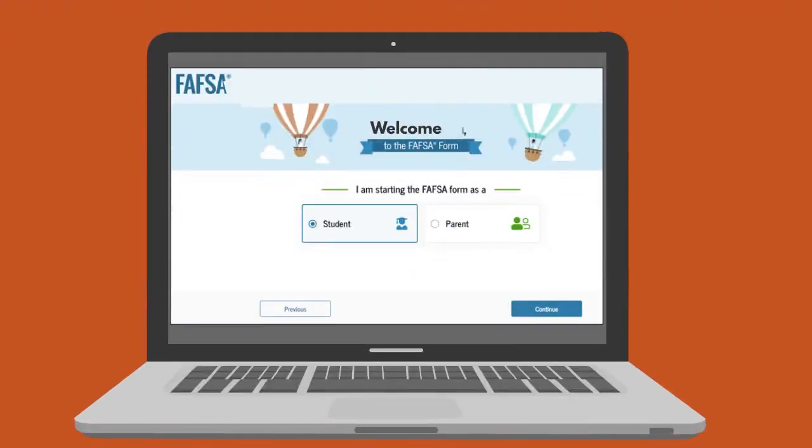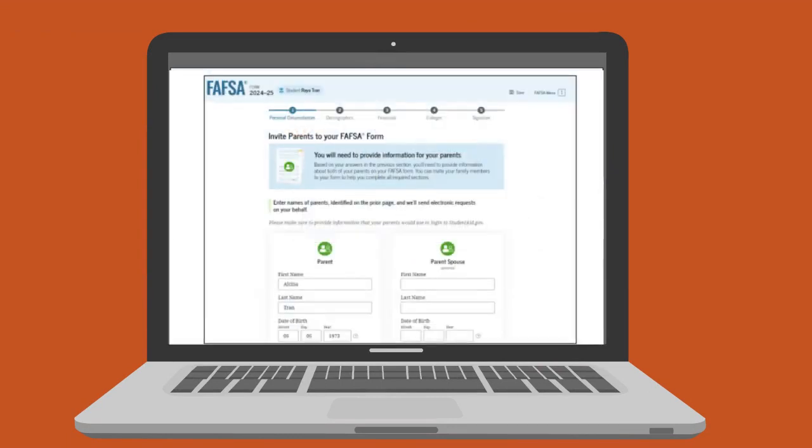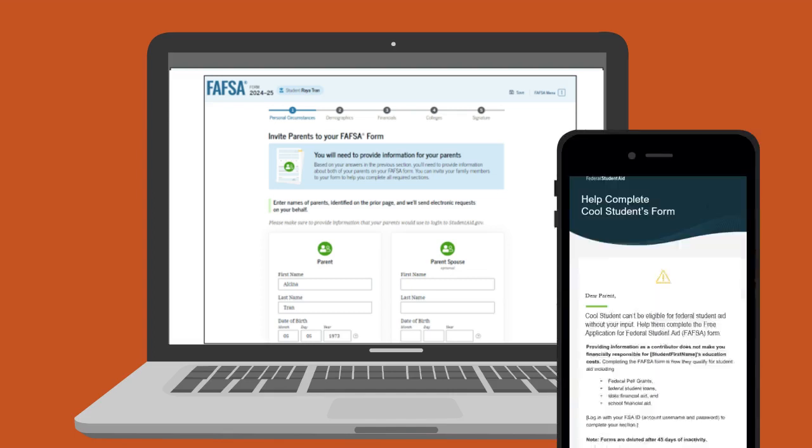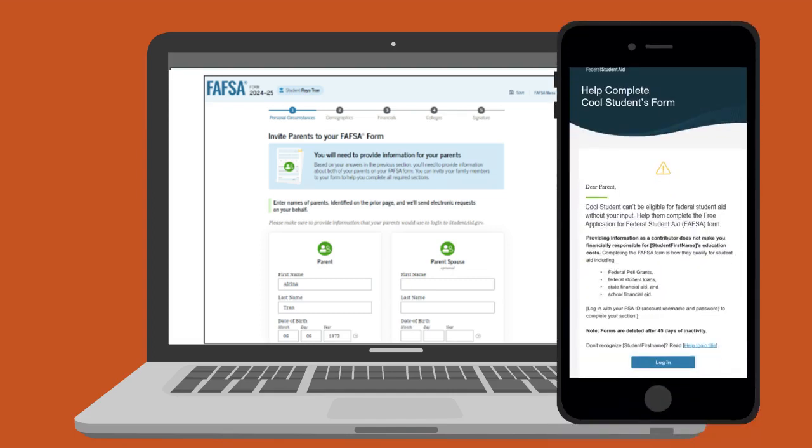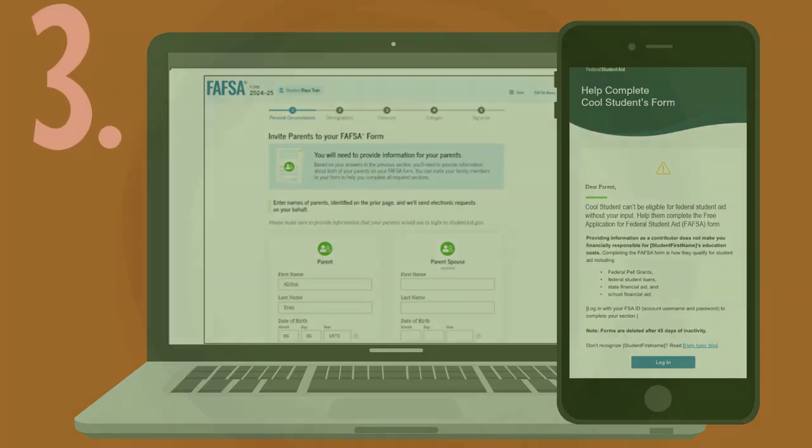The FAFSA is a rules-based form and mainly displays questions pertaining to you. If your FAFSA form requires information from a contributor, like a student needing a parent to complete part of the FAFSA form, questions about the contributor will be asked. When you enter information about your contributor, an invitation will be sent to them to complete their portion of the form. Be sure the contributor has created an account at studentaid.gov. They will need an account to access the FAFSA website.